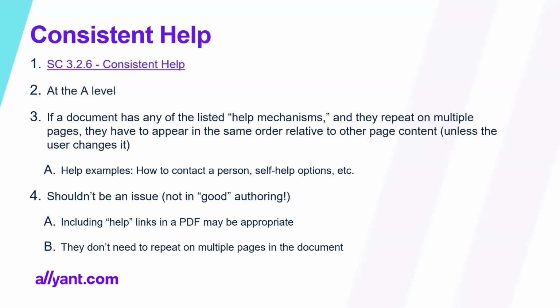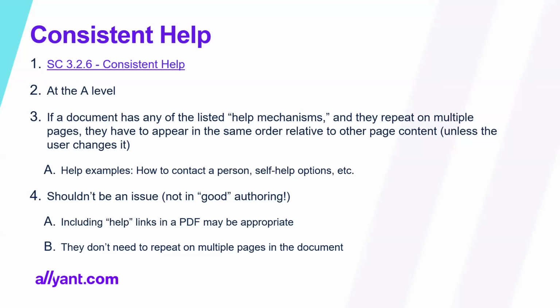same order, right? Now the help mechanisms that W3C talks about are how to contact somebody, phone numbers and addresses and so on, or various self-help options, right? Or links even for automated help, right? Those are the help mechanisms specifically that they're talking about.